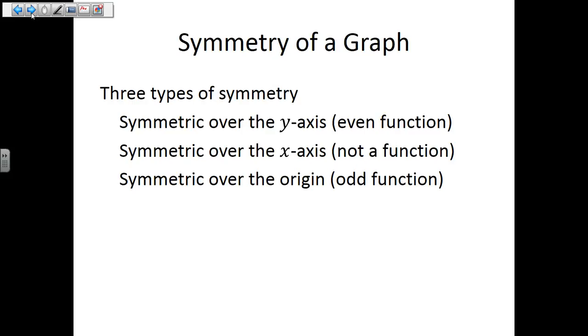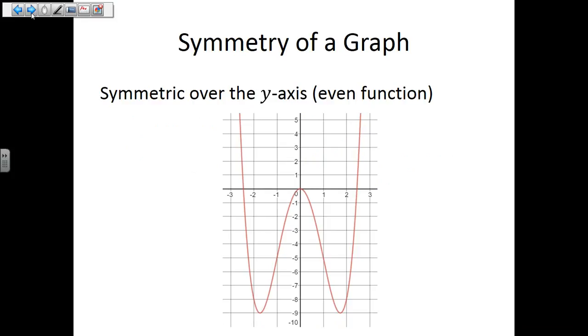You know, if you want to know why it's even, why it's odd, go ahead and ask me in class. I'll tell you why it's called an even function, why it's called an odd function. But just remember that even functions are symmetric over the y-axis, and odd functions are symmetric over the origin. So let's take a look at what each of these look like.